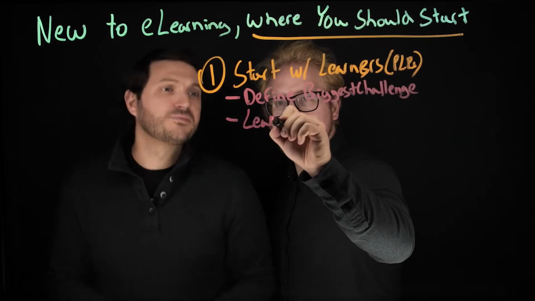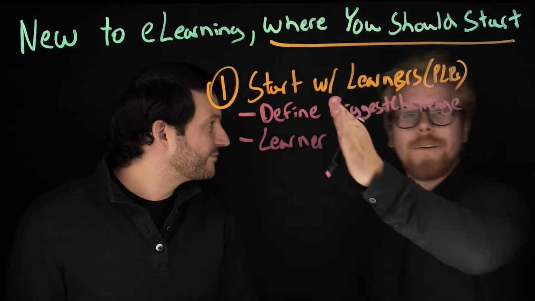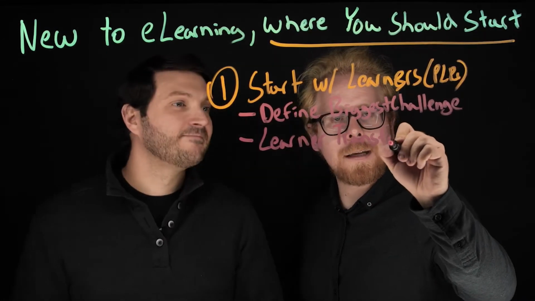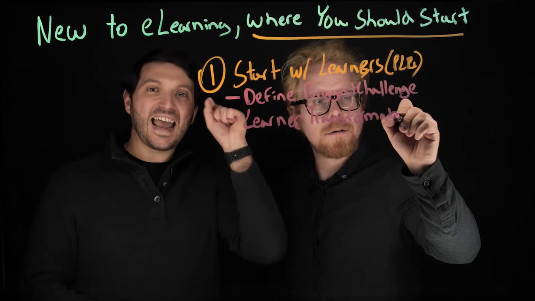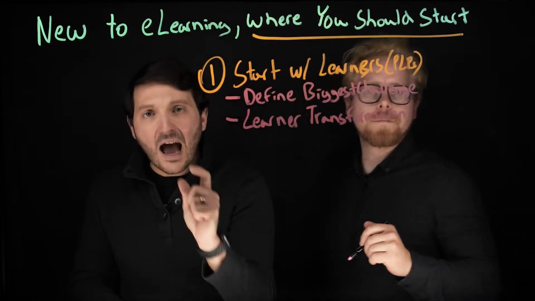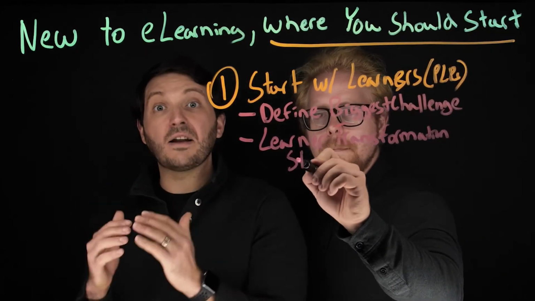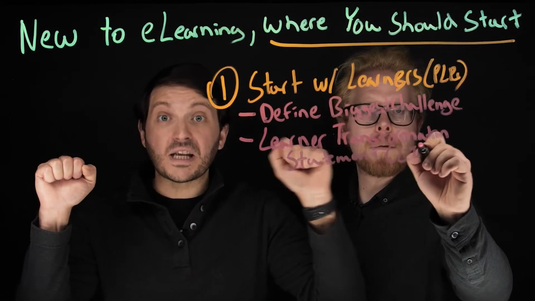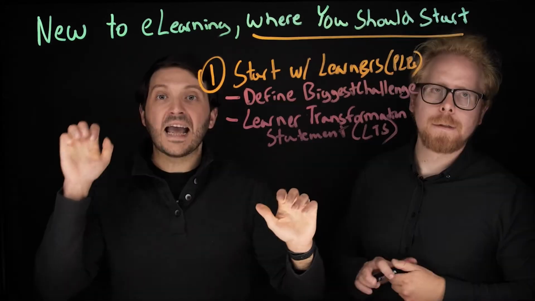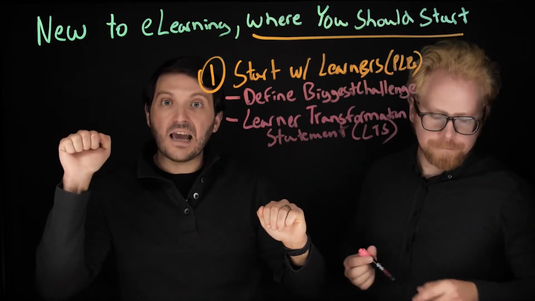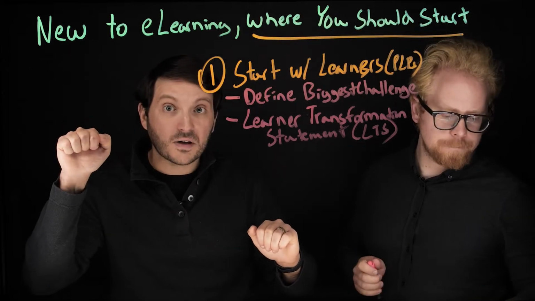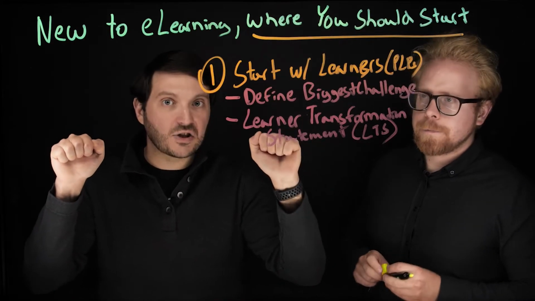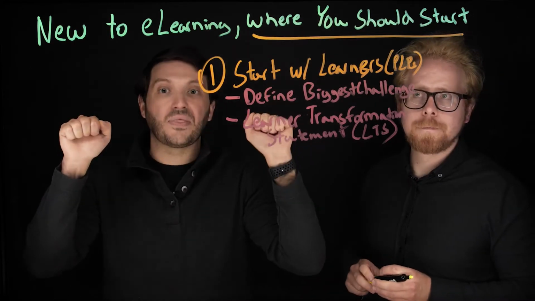Workshop style. Learner transformation statement. Once you have defined your biggest challenge, you're going to build the learner transformation statement, which is an LTS for short. This allows you to identify where your learner is before taking your course, and then after taking your course, how have they transformed? It's the A to Z process. The A is where they currently are before taking your course with that biggest challenge, and the Z is how they've transformed, how that biggest challenge is solved, and the results that they are receiving.